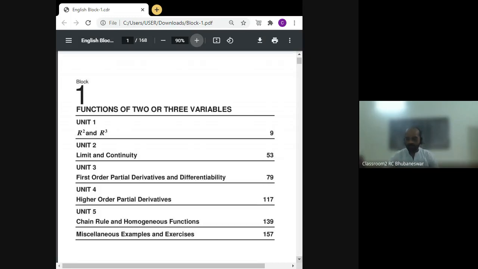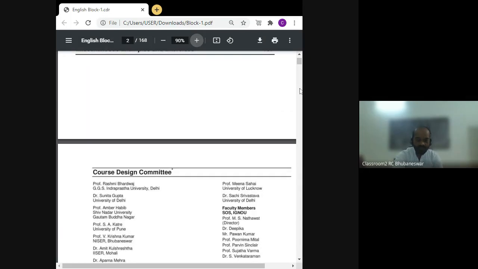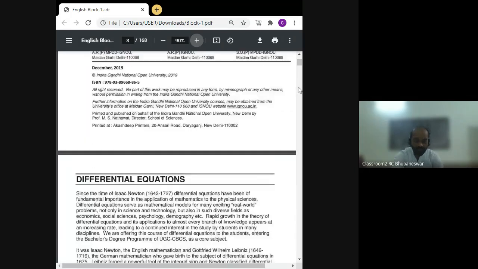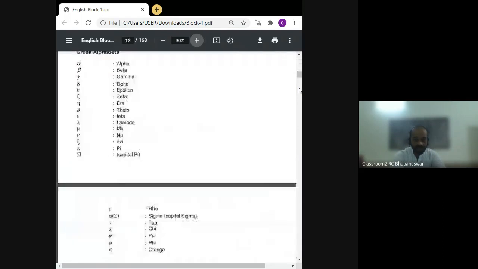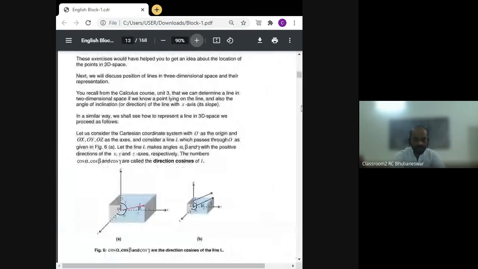So let us begin with functions in R square and R cube. That means how the functions look when we define them in R square and in R cube. We are moving towards page number 40, where the definitions and basic ideas about functions of two variables and three variables are given.